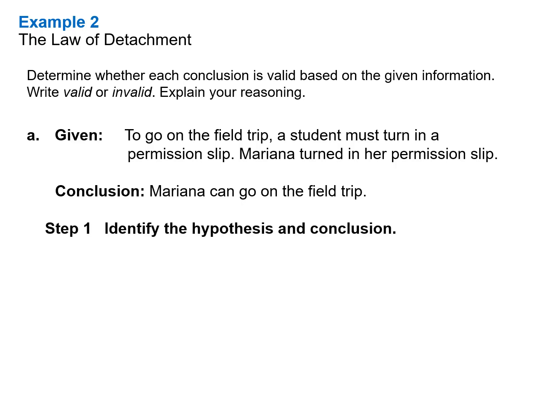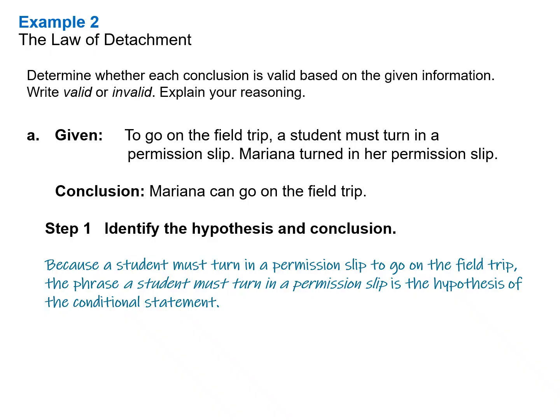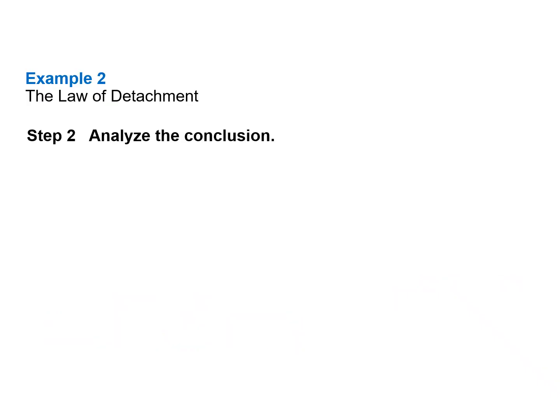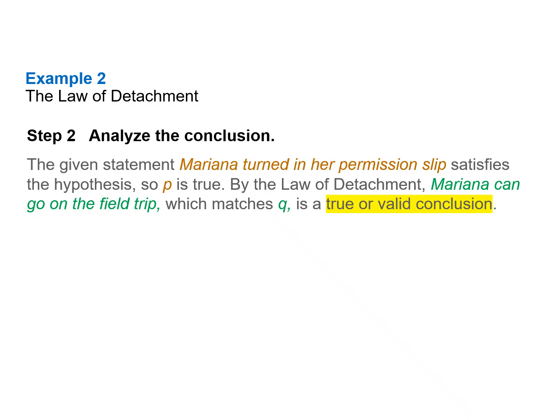First, identify the hypothesis and conclusion. Because the student must turn in a permission slip to go on the field trip, the phrase a student must turn in a permission slip is the hypothesis of the conditional, and then the conclusion is the student can go on the field trip. Let's analyze our conclusion. The given statement, Mariana turned in her permission slip, satisfies the hypothesis, so P is true. By the law of detachment, Mariana can go on the field trip, which matches Q, is a true or valid conclusion.